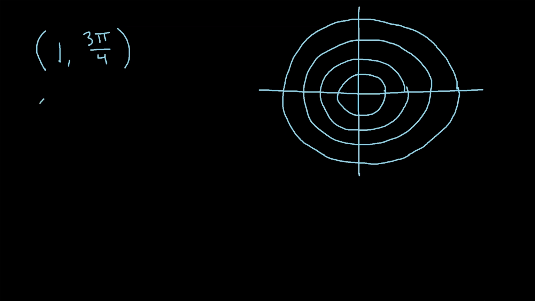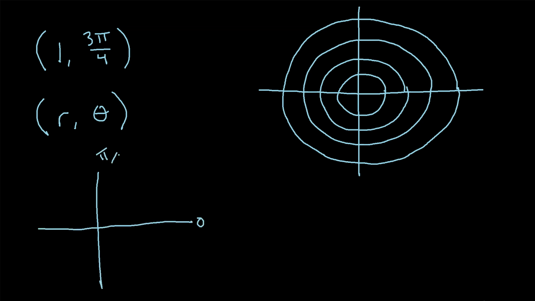Well, we first need to recognize that these coordinates are given in the format of r, theta, where r is just the radius of the circle that this point lands on, and theta is the angle. So first, we need to identify where is the angle 3 pi over 4. Well, if we think about our unit circle, here's 0, here's pi over 2, pi, and 3 pi over 2. The angle pi over 4 would land somewhere over here, like this. And the angle 3 pi over 4 would land somewhere over here, 3 pi over 4.